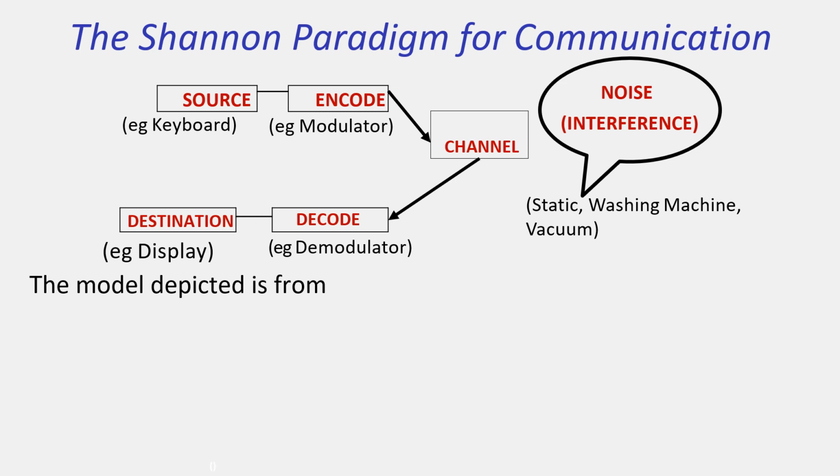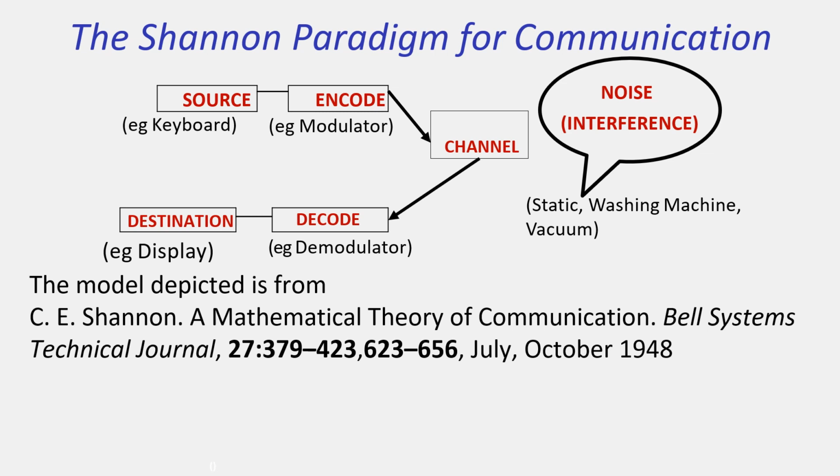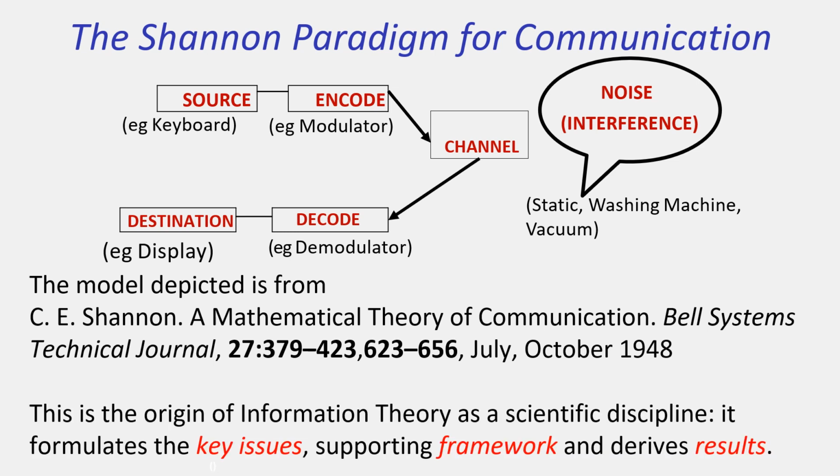The other paper is Claude Shannon's "A Mathematical Theory of Communication". This appeared in two parts in mid to late 1948. Shannon's paper is the foundation of information theory as a scientific subject. So it formulates the key questions, the key issues. It constructs a supporting framework for studying these issues, and it derives some of the fundamental results.